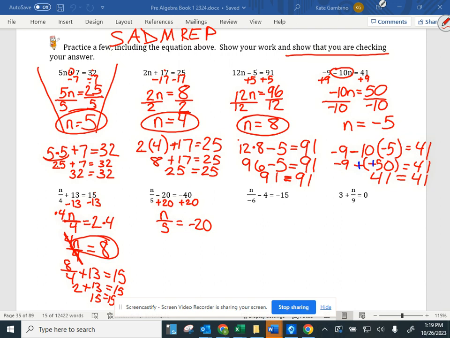Fiona? Multiply both sides by 5. I'm going to multiply both sides by 5. My 5's cancel out, so I have my n. Negative 20 times 5 is what? Negative 100. Let's put it into our equation and see if we get negative 40. So negative 100 divided by 5 minus 20 equals negative 40. Negative 100 divided by 5 is negative 20 minus 20. Does it equal negative 40? Negative 20. I'm going to go to the left 20 more, and I do get negative 40.